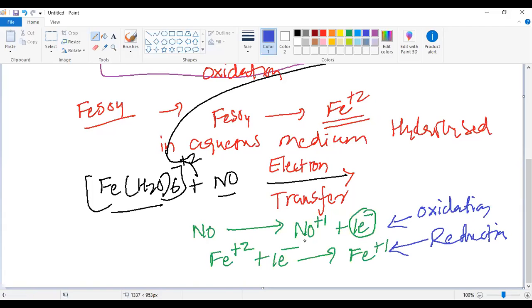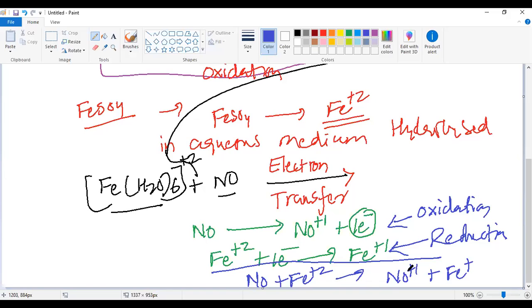And overall, my dear students, we have the redox reaction, and we can write the redox reaction as NO plus Fe plus 2 gives NO plus 1 and Fe plus 1. This is the electron transfer which you have seen here. So by electron transfer, we get a new compound.